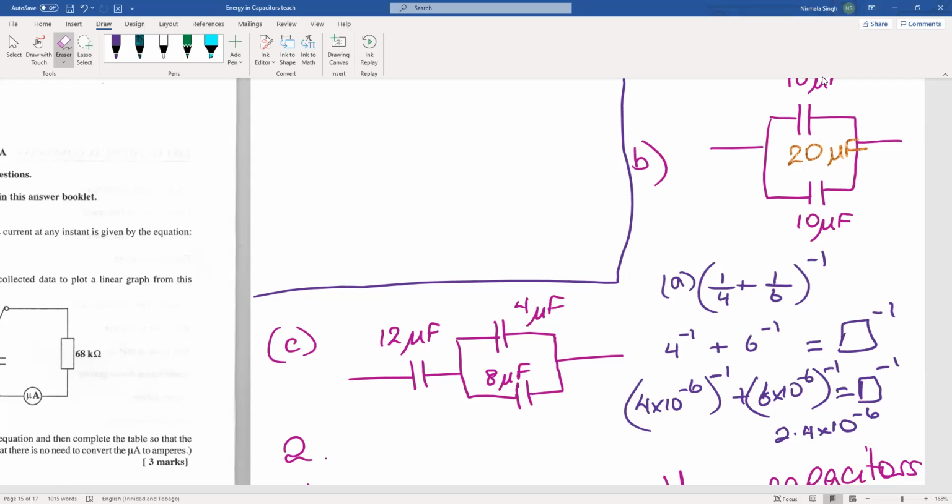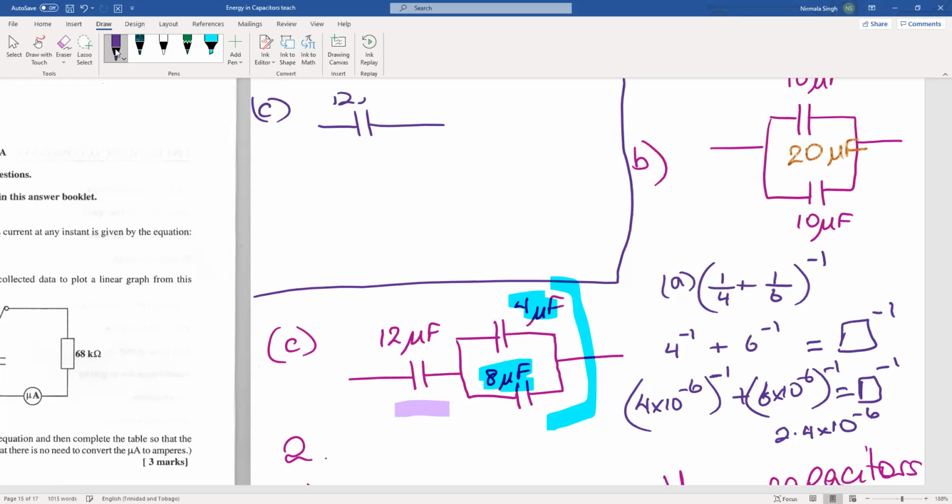Part C, we have a combination question where we have a parallel set of capacitors in series with another capacitor. So we work out the parallel section first. Very simple. For C, you're going to have 4 plus 8 in parallel, which is just adding up the numbers. So this working out gives you two 12 microfarad capacitors in series. Please, y'all don't make this mistake: we have 2 in series, so we'll get 24.